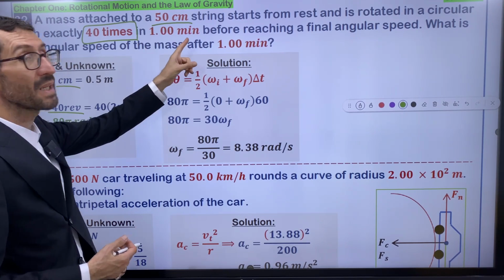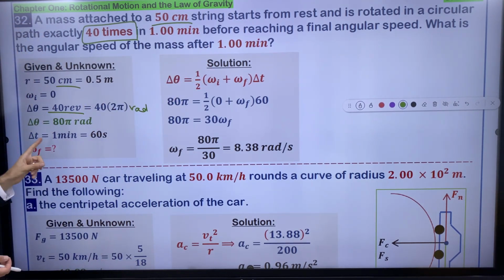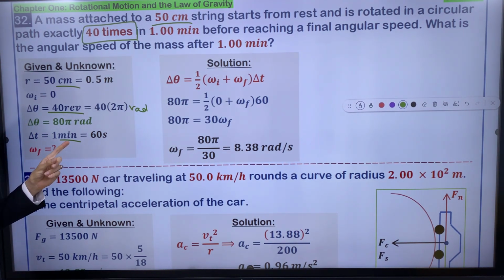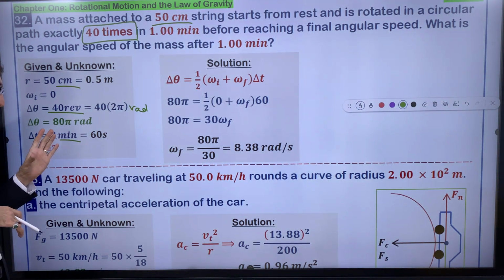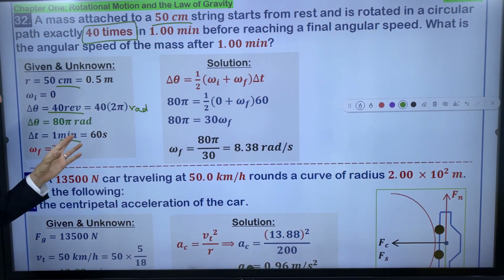It says in 1 minute, delta t is equal to 1 minute. Is minute accepted in SI? No, you have to convert it to second. How do you convert minute into second? How many seconds are equal to 1 minute actually? How many seconds does 1 minute contain? 60 seconds.